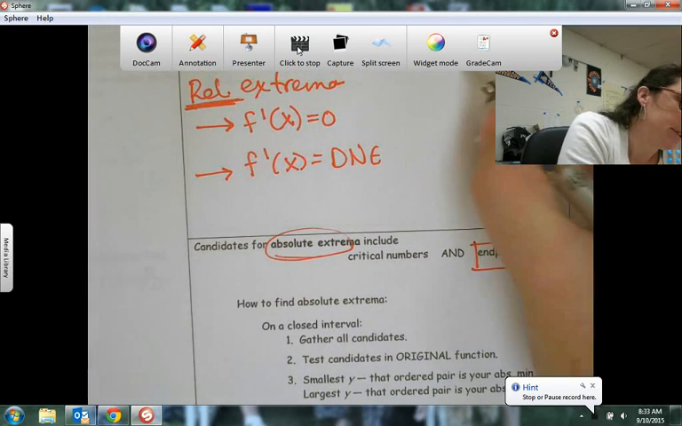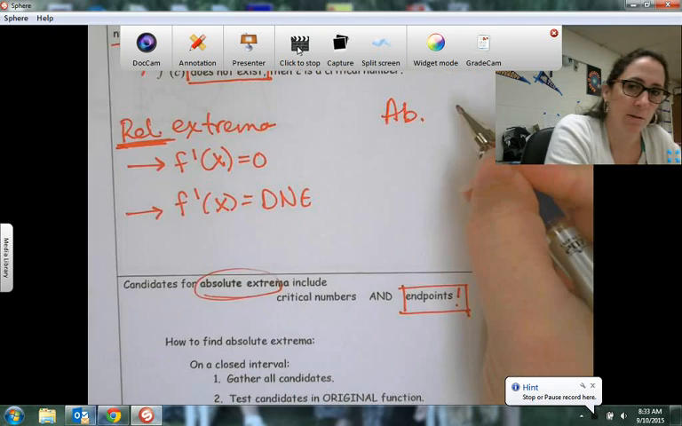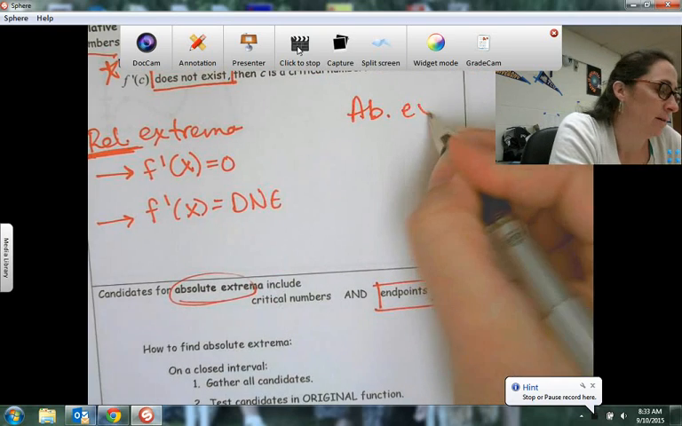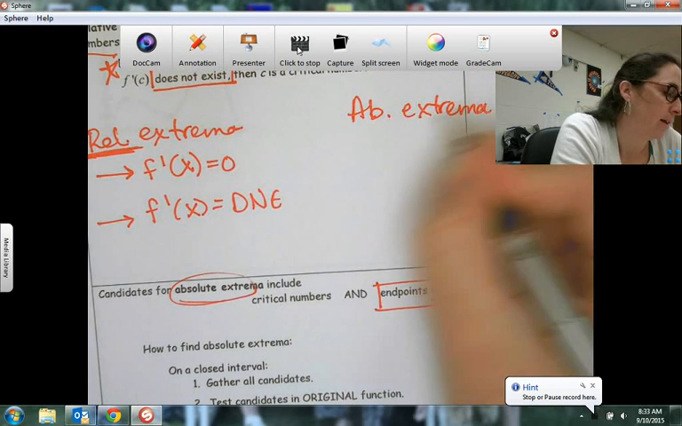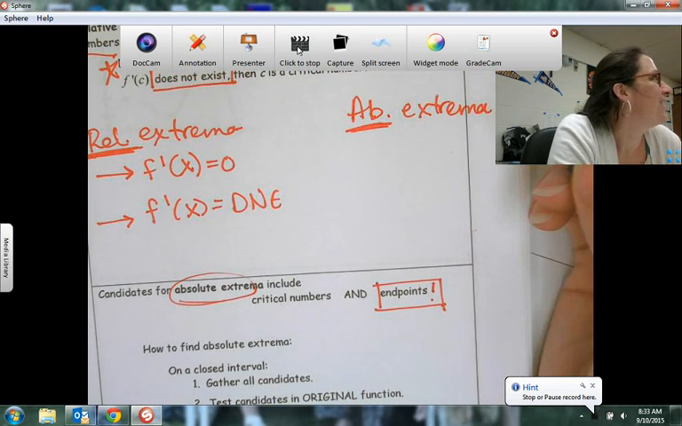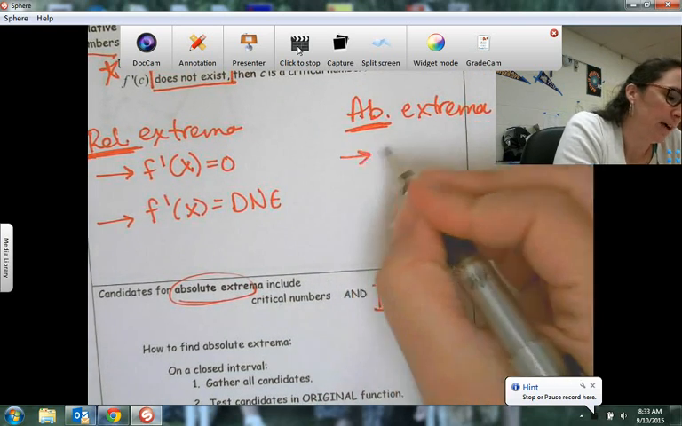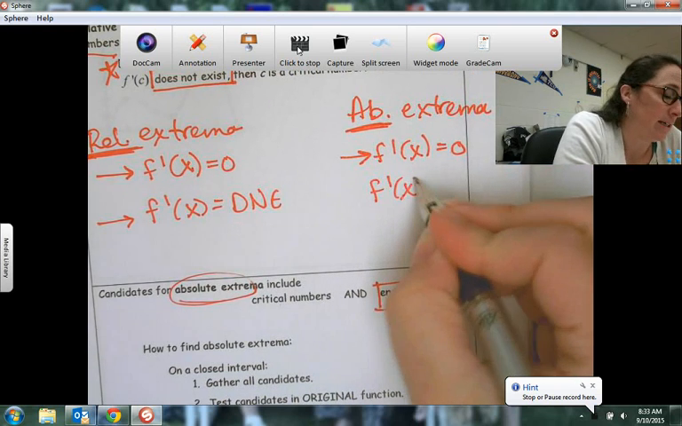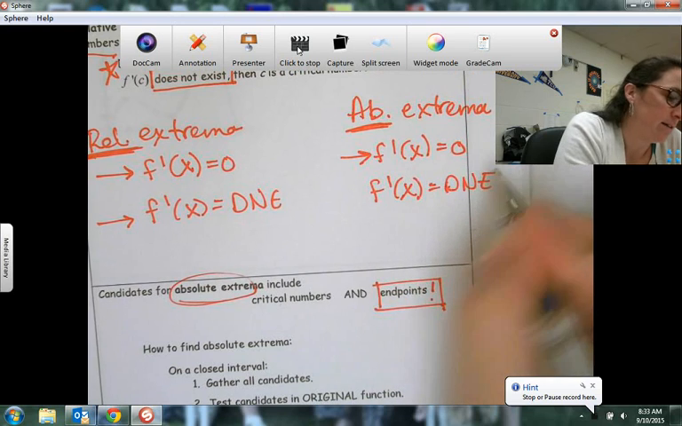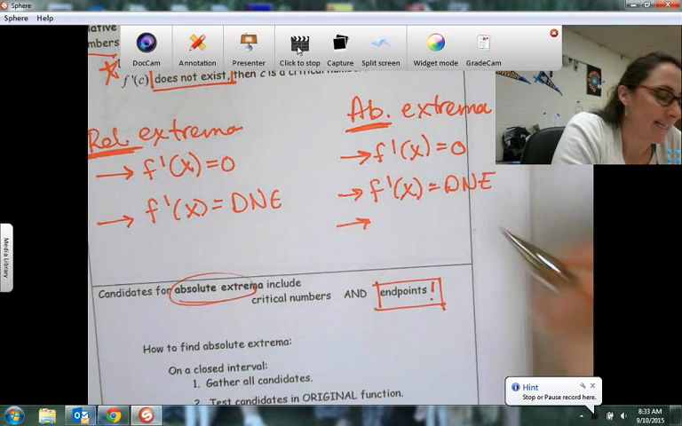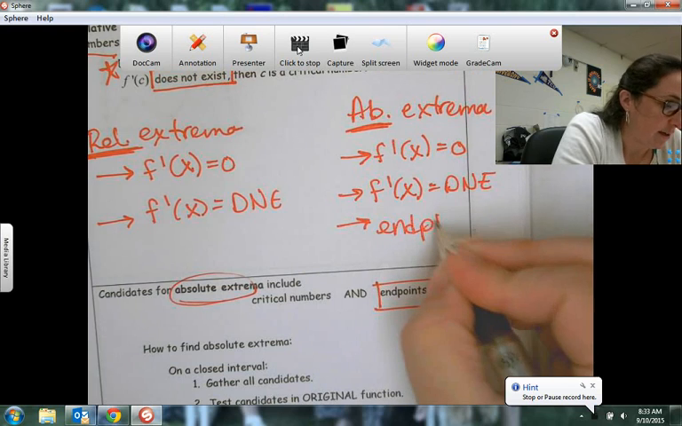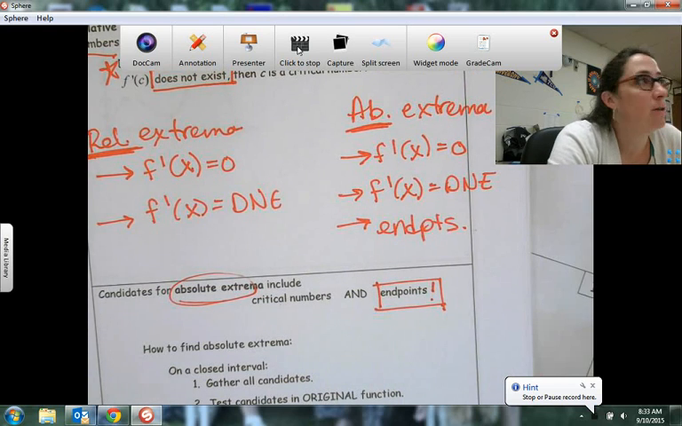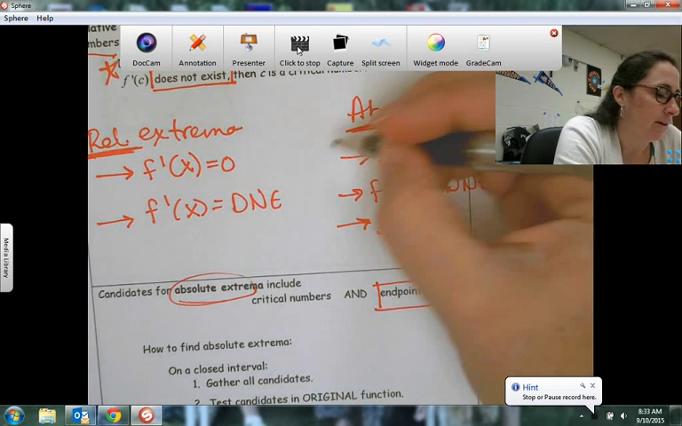So once I find all of my critical numbers, okay, so that's my first step, to find the absolute extrema or the relative extrema as well, okay? But for the absolute extrema, I'm going to get all my critical numbers, and I can put them in the original function. The smallest y is going to be the min, and the largest y is going to be the max.